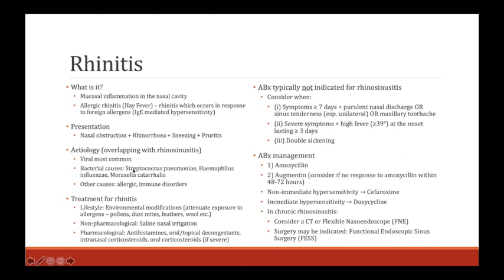Bacterial causes, the big ones are strep, Haemophilus, and Moraxella. So the same causes as pneumonia, and there's quite a bit of overlap there. Other causes could be allergies, which we spoke about, and immune disorders. For instance, rhinosinusitis commonly occurs with Wegener's granulomatosis or granulomatosis with polyangiitis. So that's one of the weird kidney conditions to consider, which can manifest with rhinosinusitis as well.